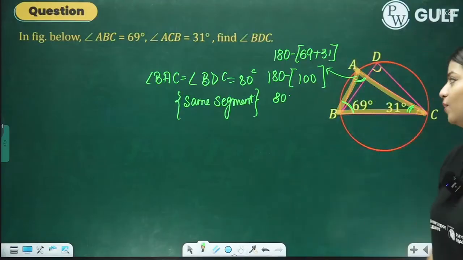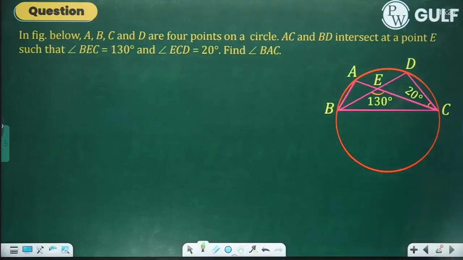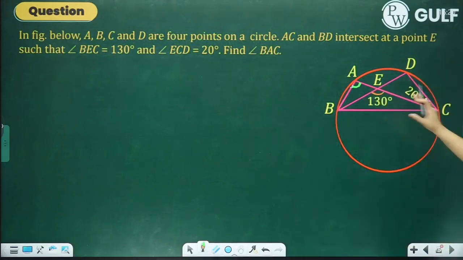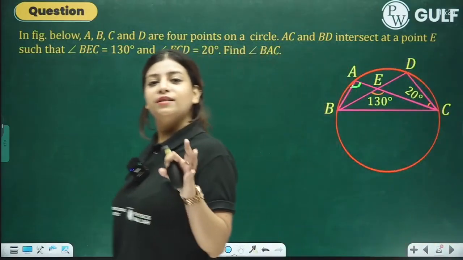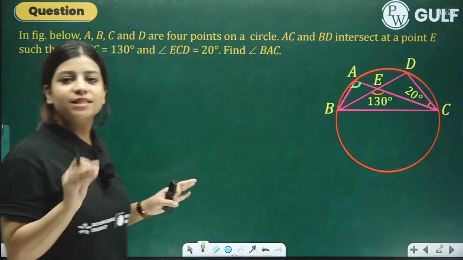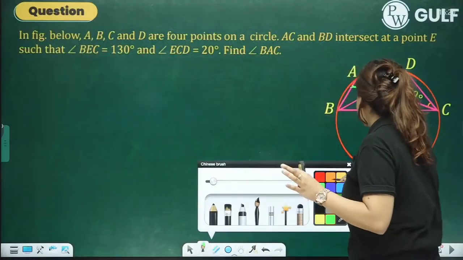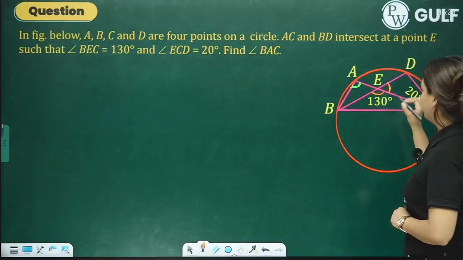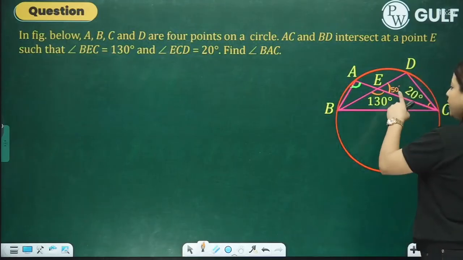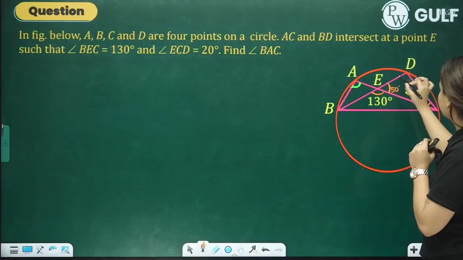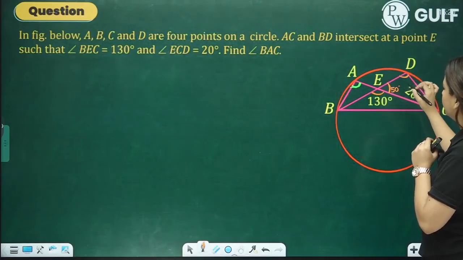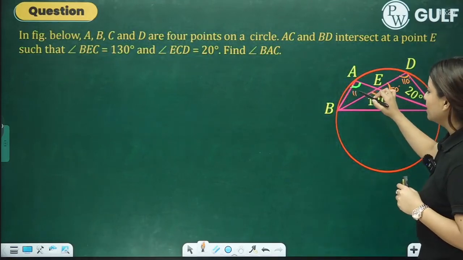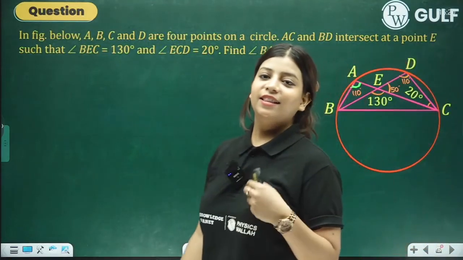I hope this is clear to everyone. The next question says find BAC. So we have to find this particular smaller angle. Just look at the figure. From the figure only we will be solving these easy peasy questions. We just have to focus on the figure. See this part. If this is 130, this will be equivalent to 50 degrees, linear pair. If this is 50 and this is 20, this will be equivalent to 50 and 20, 70, 110 degrees. If this is 110, this will also be 110, because these are angles in the same segment.